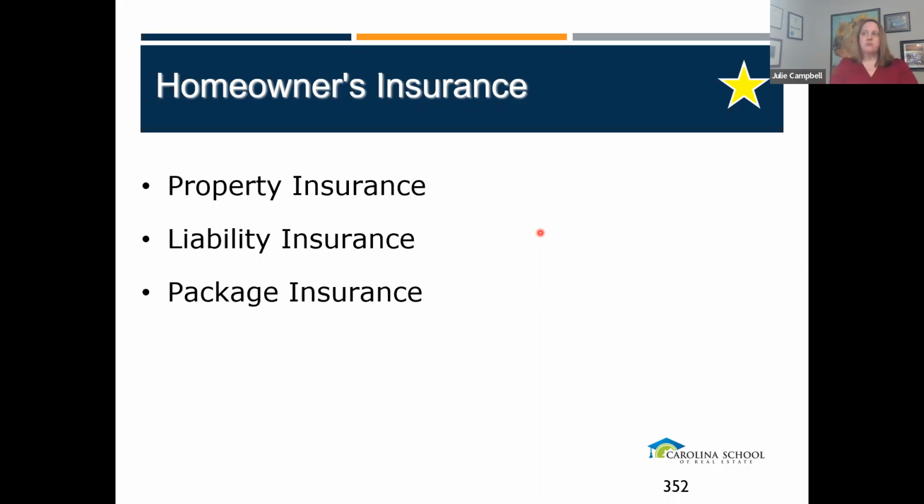Liability insurance protects the insured for loss or damages caused by third parties on their property. Package insurance combines property and liability.